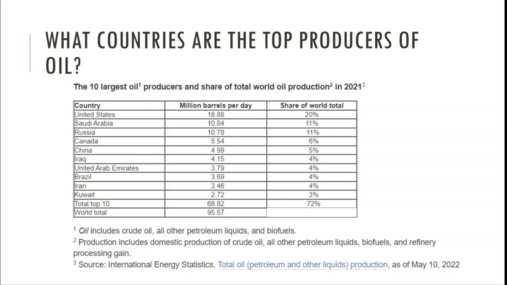But it seems like we're producing almost as much oil as we're consuming. So what's going on here? Why are we using foreign oil if we're producing nearly as much as we're using?